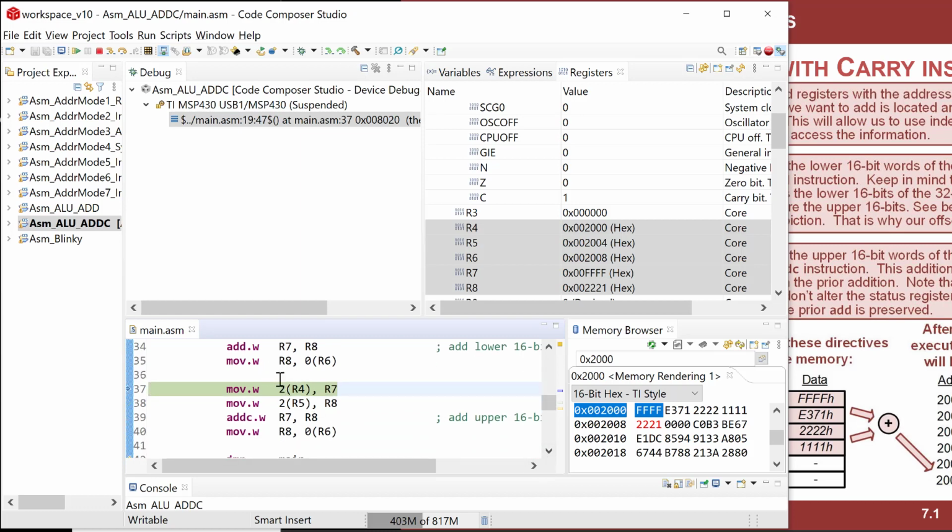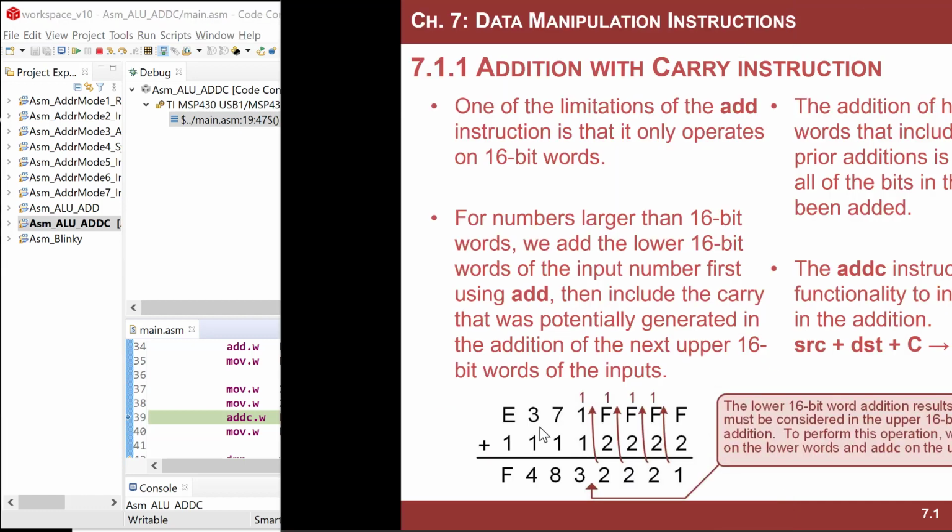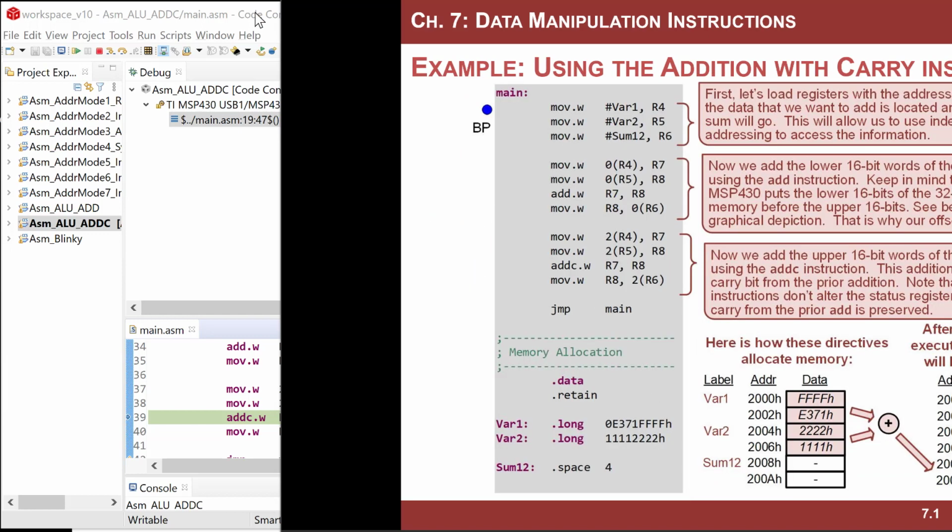And we are gonna move now the upper 16 bits of both inputs into R7 and R8. So let's go step, step. And we did that. Look at what happened. R7 is E371. R8 is 1111. So if we go back to our original numbers, E371 and 1111, they're in there.